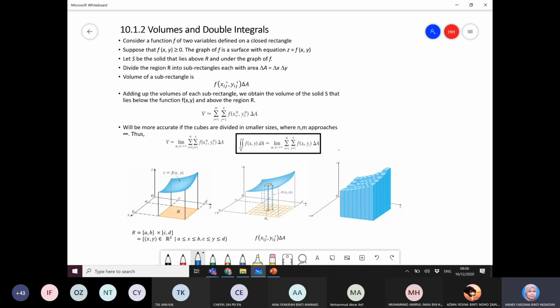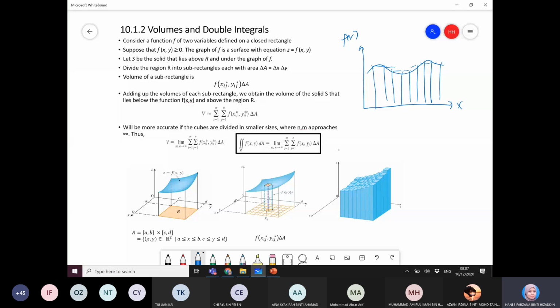How we approximate this is the same as when we approximate the area under a graph, as we saw previously. You divide into n subintervals, find the area of each rectangle, and sum it up. We are doing basically the same thing for double integrals, but this time we have rectangular cubes.